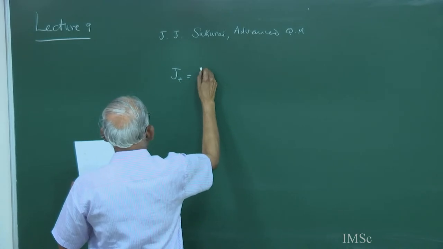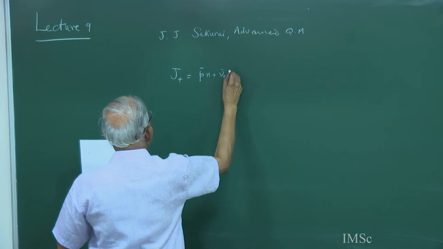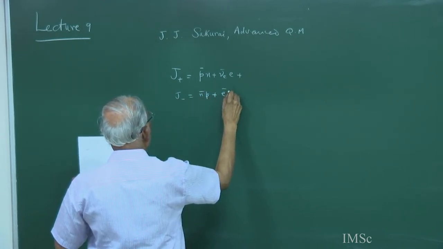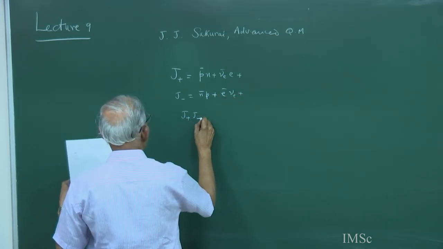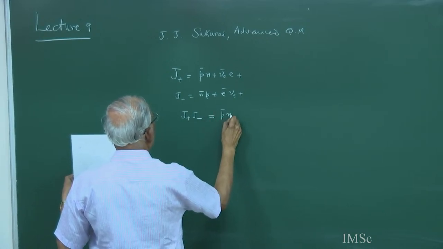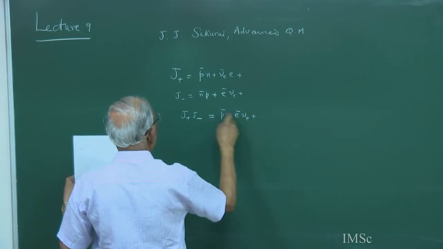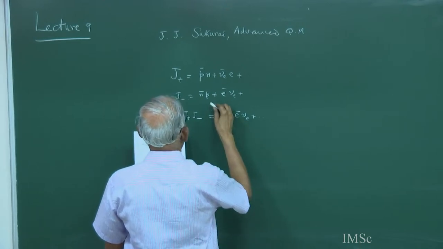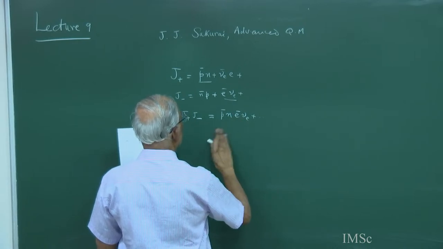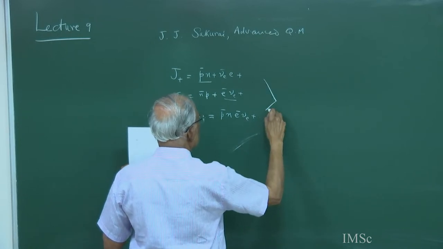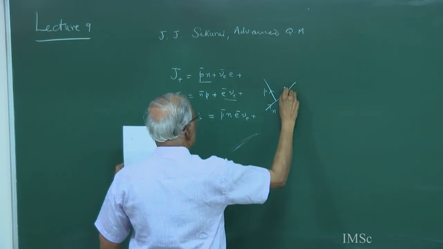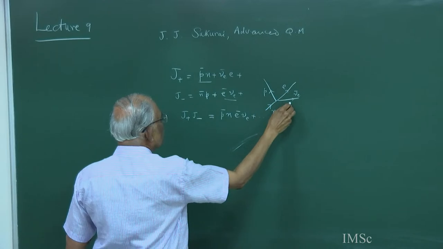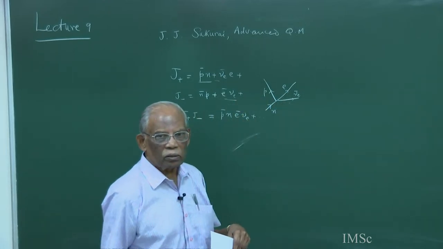J plus is equal to P bar N plus nu E bar E plus similarly for mu, and J minus is N bar P plus E bar nu E plus, and J plus J minus contains P bar N E bar nu E. I take one from this, one from this. So this is really the interaction. You remember I even wrote it pictorially. Pictorially I take P bar N from here and E bar nu E, and then the neutron beta decay comes. In order to get this part, I have to add. Understood? Yes, now I understood.